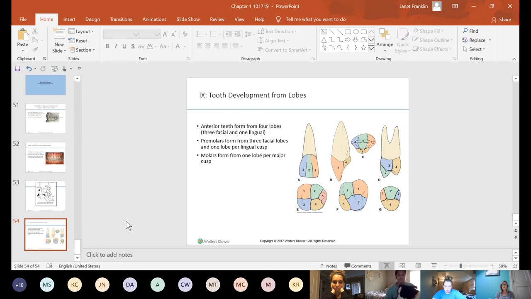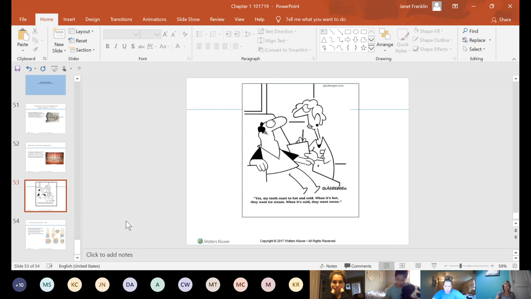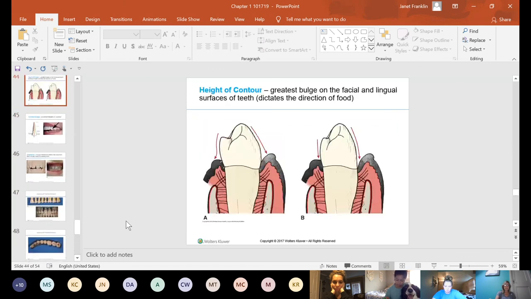And then tooth development from lobes. So when teeth are forming, they form in lobes. So each of your teeth has a different number, or many of your teeth have different numbers of lobes. As we go through the teeth, we will memorize which ones have how many lobes. Anterior teeth form from four lobes, three on the facial and one on the lingual. So if you look back at that picture we looked at with the mammelons, let me see if I can find it.